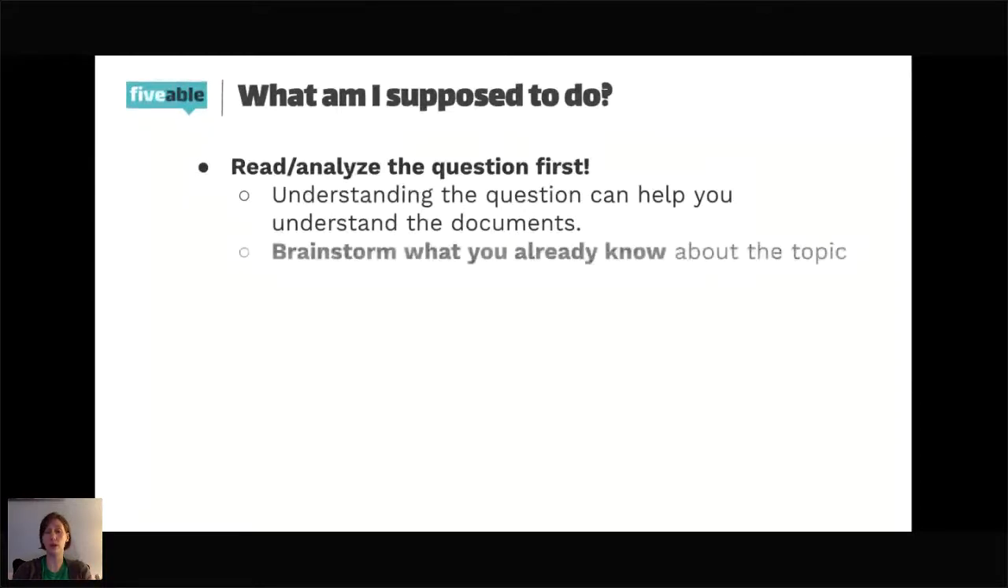Before you even start reading the documents, I encourage my students to brainstorm what you already know about the topic. It's likely that the documents will overlap some of the knowledge you already have about a particular topic, but it's also possible that some of your knowledge won't show up in any of the documents, and there you already have your outside evidence point wrapped up because you've brainstormed and you know what information you might want to include. So read and analyze the question, brainstorm what you already know, then you go into those 7 documents, and you're going to take some time.